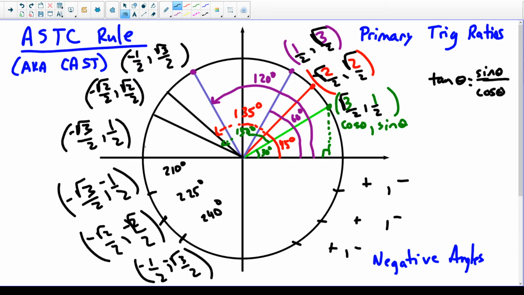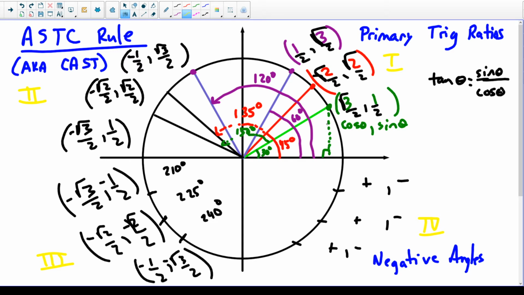And the reason I wanted to do all of that is to explain what I meant by the ASTC rule. Now, the ASTC rule is supposed to help students remember which ones are positive and which ones are negative based on which quadrant you're in. So if we list the quadrants, this is quadrant 1, this is quadrant 2, this is quadrant 3, and this is quadrant 4.